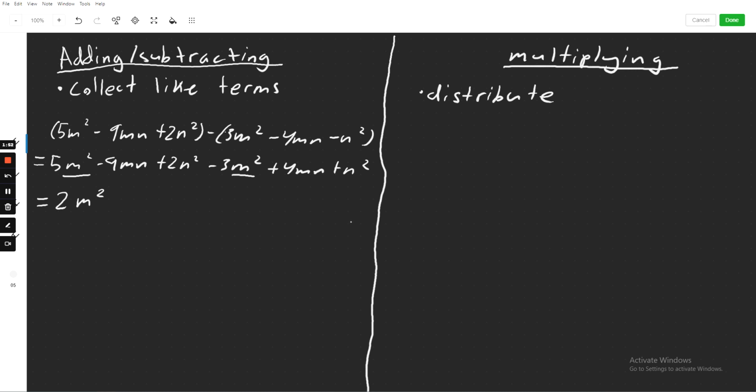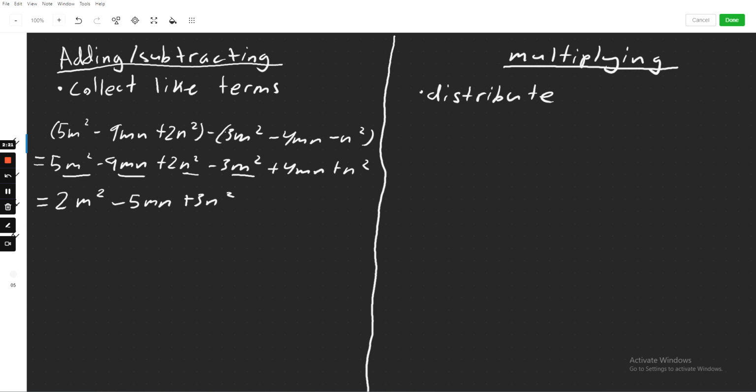And the same for mn. So we look for another mn, that would be 4mn. So minus 9 plus 4 would be minus 5. And the variable is mn. And lastly, we have n squared. So we have 2 and we have 1. So 2 plus 1 would be 3n squared. So that's how we would add or subtract polynomials.